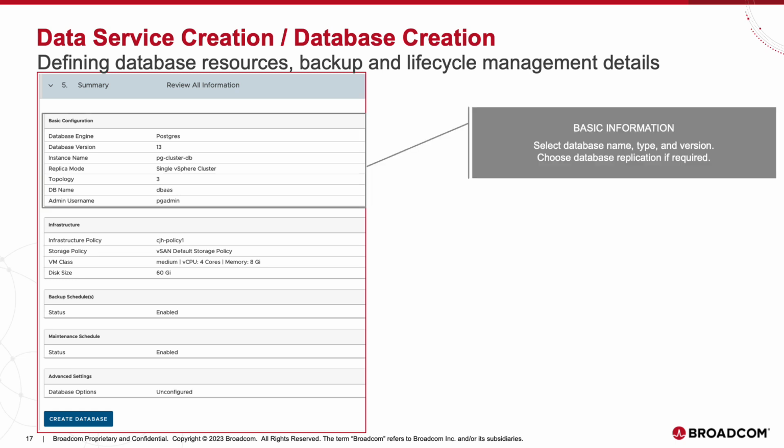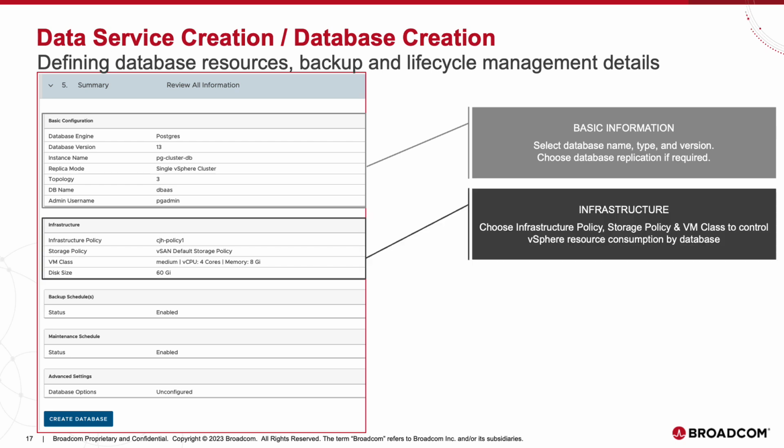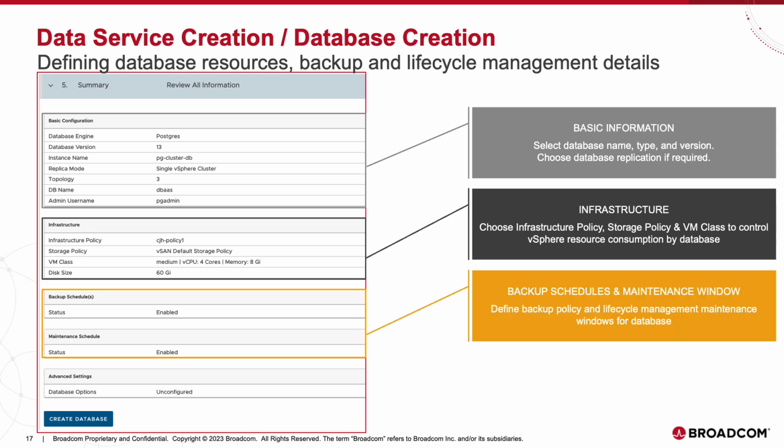The first is the basic information like name, type of database, version, number of replicas, and access credentials. The second step involves choosing the infrastructure and storage policy, as well as the amount of CPU, memory, and storage available to the data service. The third step is choosing the backup policy and maintenance window. We will talk a little more about that on the next slide.